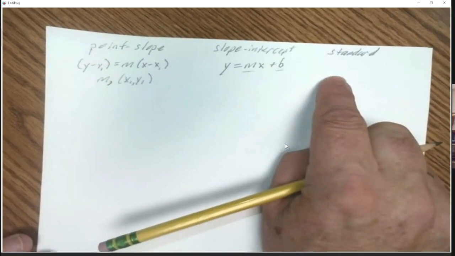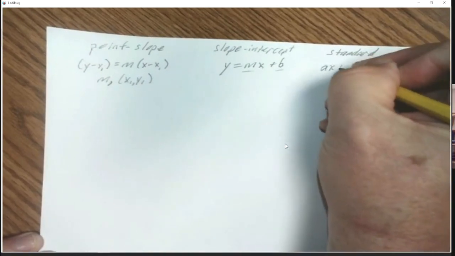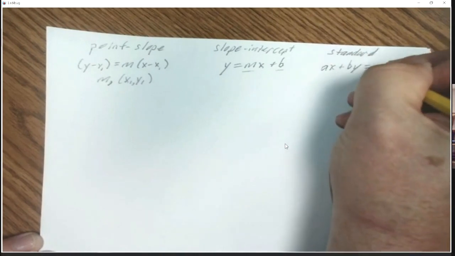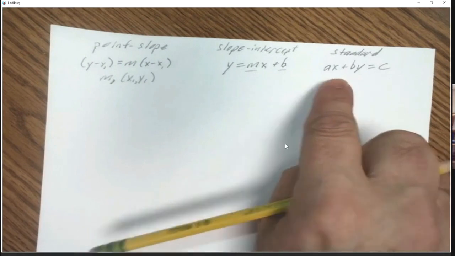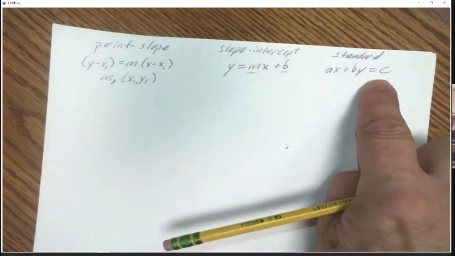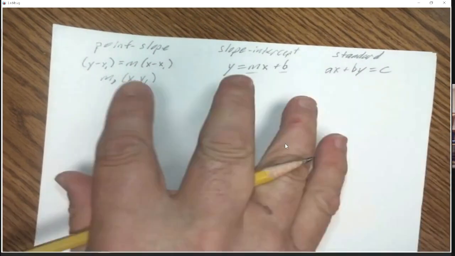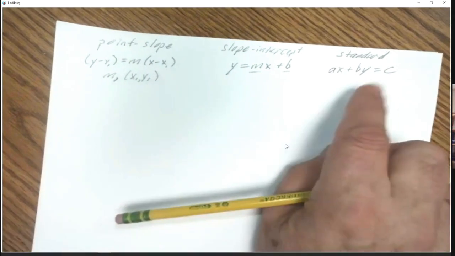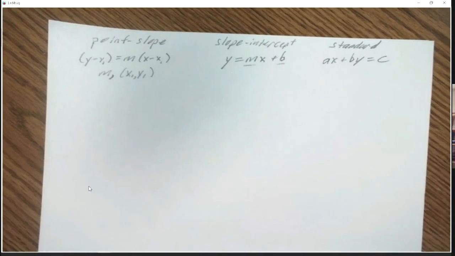The standard equation of a line is ax plus by equals c. That one we generally can't just look at a line on a graph and write it in standard. We generally have to write it in one of these other forms first and then do a little bit of algebra to move the x to the other side and create the standard form. So let's look at that. You've got to calculate the standard form.